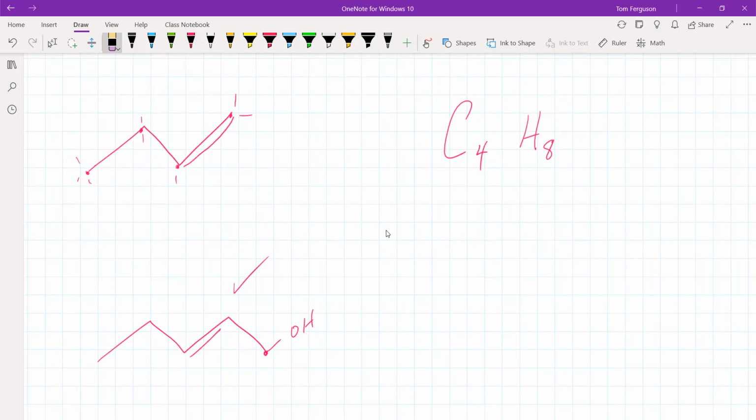All right. So let's get the formula for that guy there. Okay, we've got a 1, 2, 3, 4, 5 carbon backbone. We've got an OH in there, so it means there's 1 oxygen. So how many hydrogens do we have? Well, we have 1, 2, 3, 4, 5, 6, 7, 8, 9.